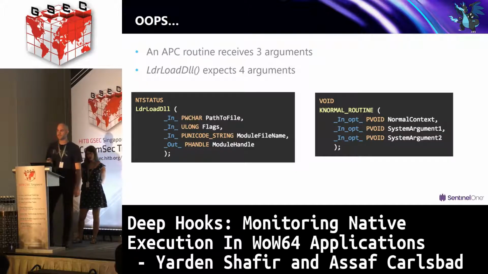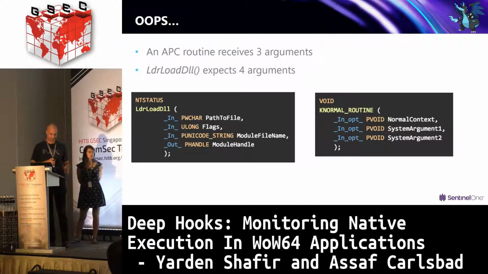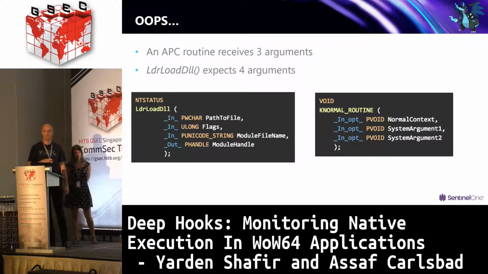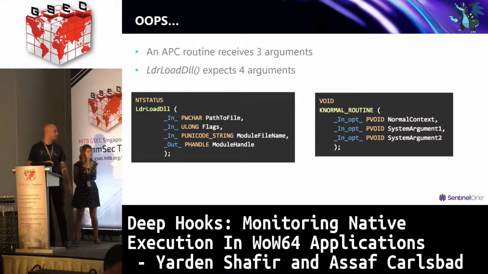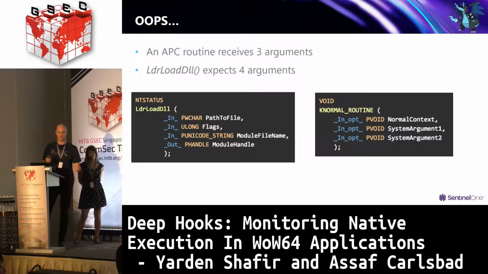Okay, so on the surface of it, it looks like we have some sort of a problem. On the right-hand side, we can see the function prototype which is shared by all user-mode APC routines. We have seen this one before. And like we've said, all of these functions receive 3 pointers as their input arguments. And on the left-hand side, we can see the function prototype of LdrLoadDll, and it happens to accept 4 arguments. So at the very least, we have here some sort of a function prototype inconsistency issue. So does this mean we have to give up on this idea?